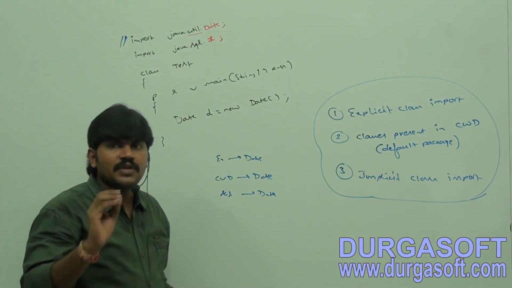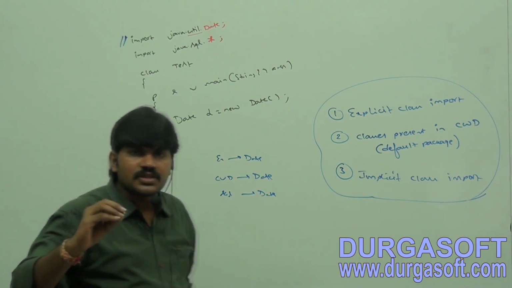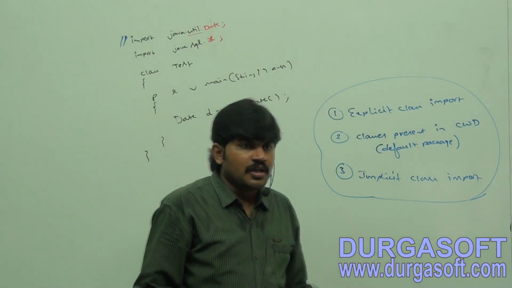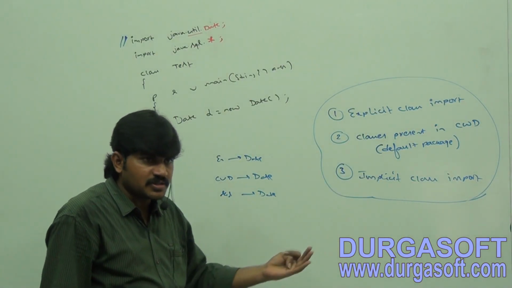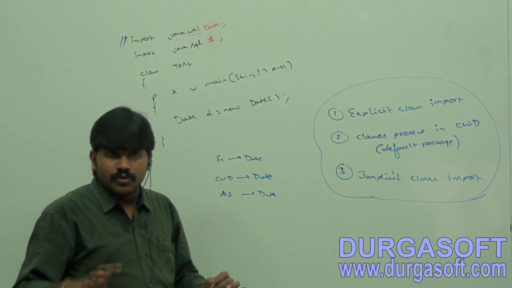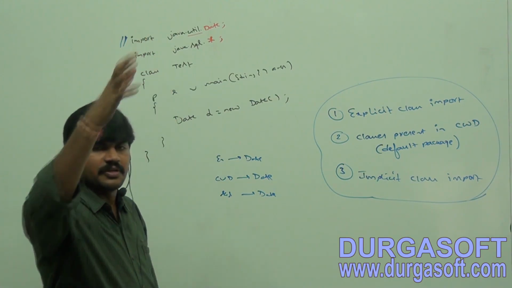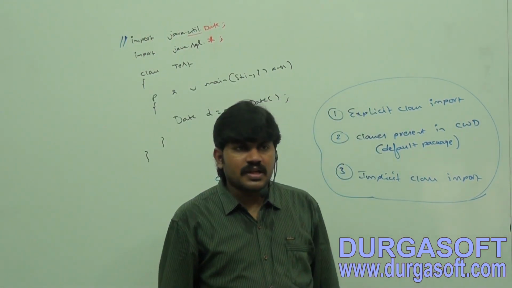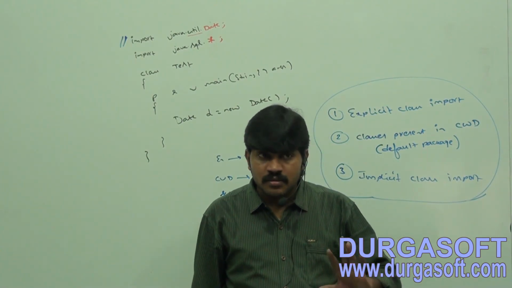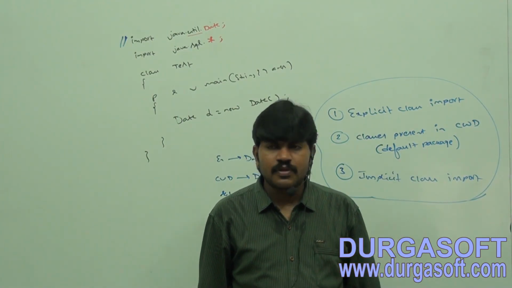So while resolving class names, in which order will the compiler always give precedence? Explicit class import, classes present in current working directory, and the last one is implicit class import. Any explanation required at this point? Let's go to the next case directly. Case 5.